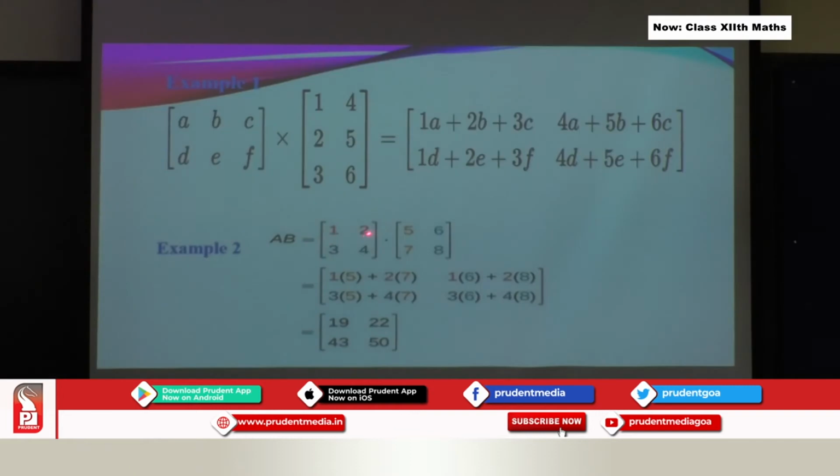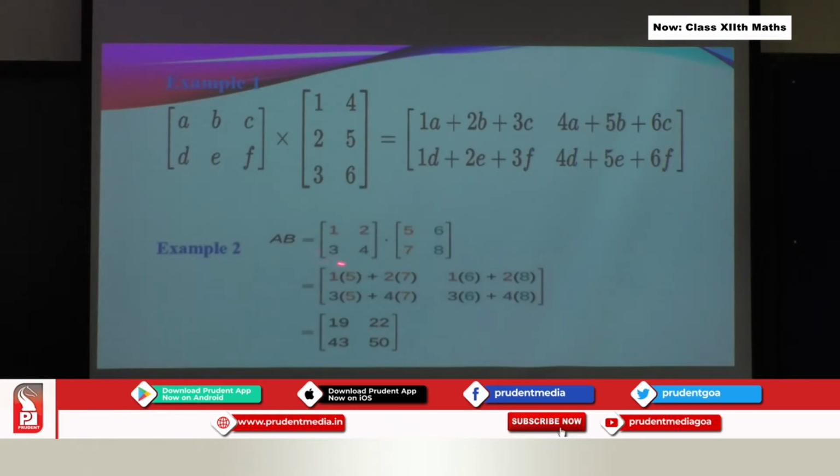Look at this now, first row, first column. So 1 into 5, plus 2 into 7, check. Now when I add 5 plus 14, I am getting 19, perfect. Let's proceed further. Here I am talking about first row, second column. So 1 into 6, plus 2 into 8. Now when I add 6 plus 16, I am getting 22.